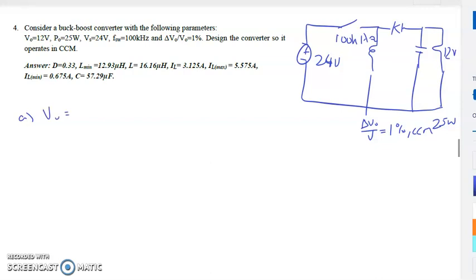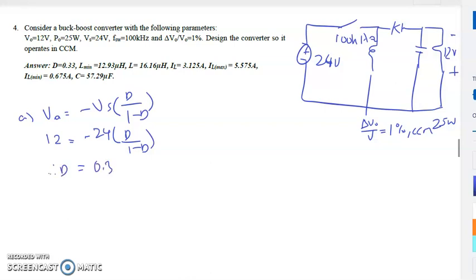So first of all, we need to find out the duty cycle and also the resistor value of the load. Okay, V out equals negative V source times D over 1 minus D. For buck-boost, the output polarity is reversed from the source, which is why you have the negative there. So 12 equals 24 times D divided by 1 minus D. So D we now calculate as 0.33.